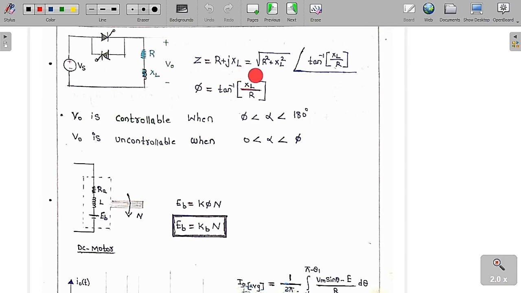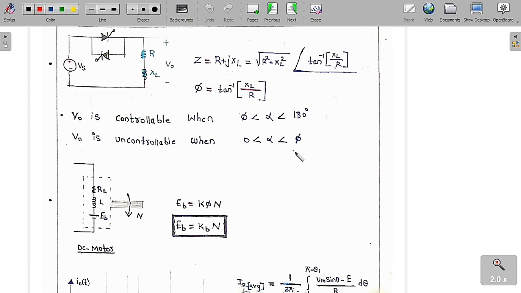If you write it in polar format, Z is the square root of R squared plus XL squared at an angle of tan inverse of XL by R. So the phase angle of the load is phi equal to tan inverse of XL by R. Then V naught is controllable when alpha lies between phi to 180, and V naught is uncontrollable if alpha lies between 0 to phi.